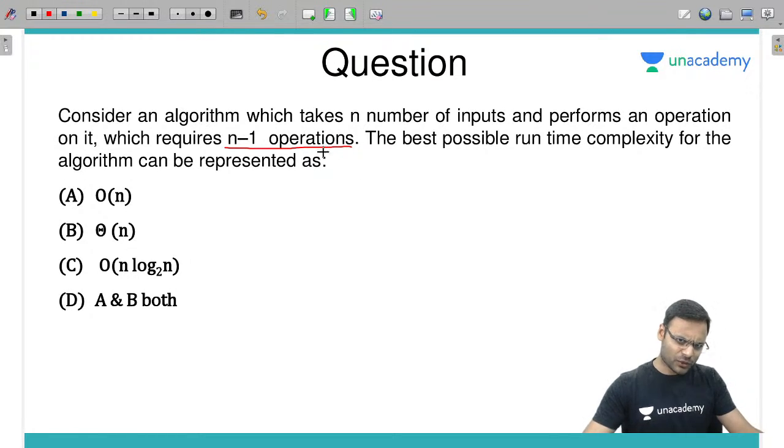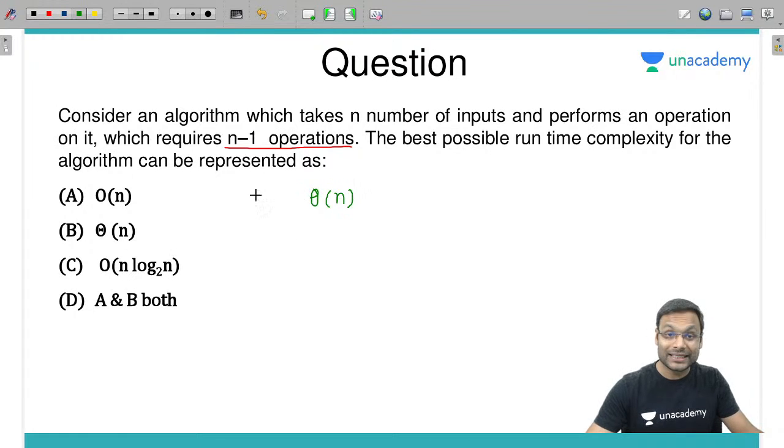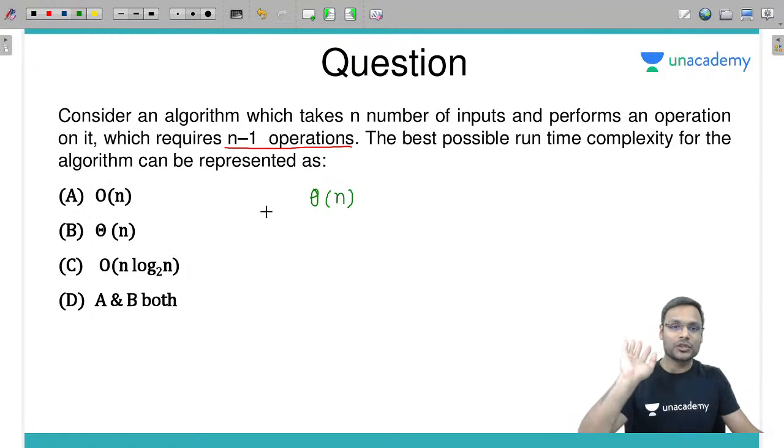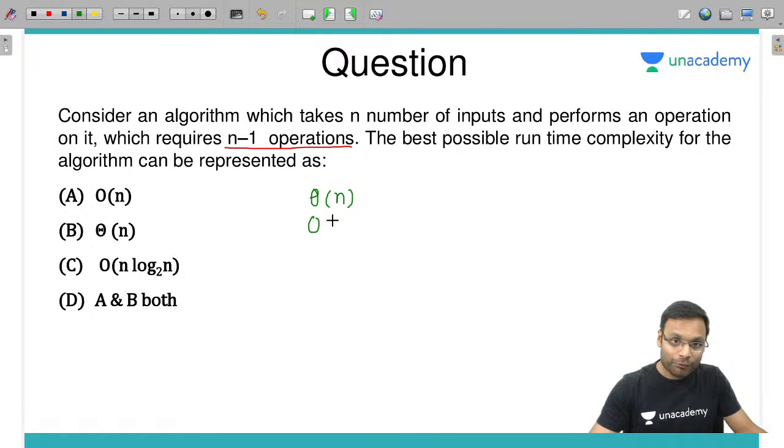So if there are n minus 1 operations, then we can say we should have a complexity in terms of theta of n. We all know that exactly n minus 1 operations means theta of n. If theta of n, then we can write it as big O of n also.